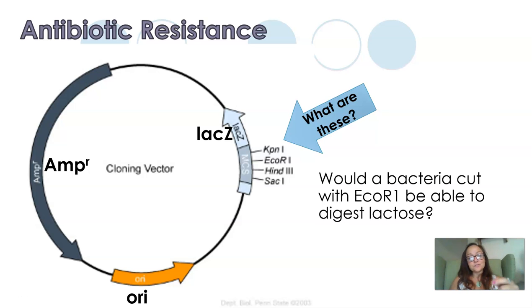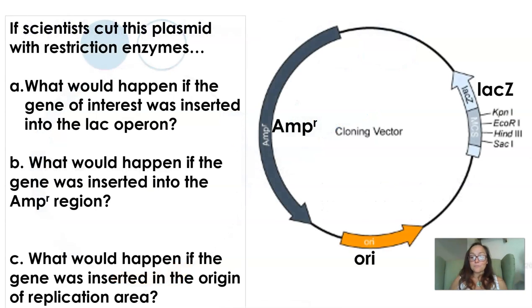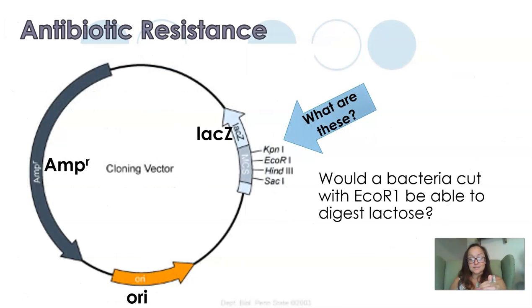And when you notice, you can look at these little lines and tick marks here. So the blue arrow says, what are these? Those are restriction sites. That is where restriction enzymes are going to cut. So EcoRI is the restriction enzyme we talked about in that previous video. So if I expose this plasmid to EcoRI, it's going to cut it in that LAC-Z gene.